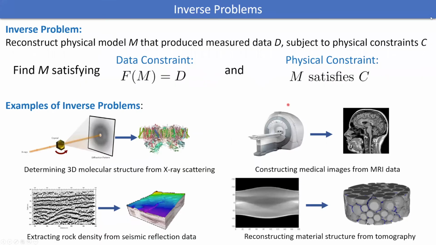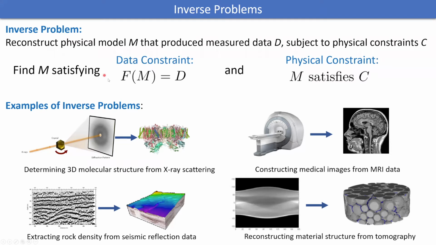And so in general, what I mean by an inverse problem is basically that we want to reconstruct some physical object or model M that produced some set of measured experimental data D, and we also want to enforce various physical constraints C on that model. And so this can essentially be formulated as finding the model M that satisfies two kinds of constraints.